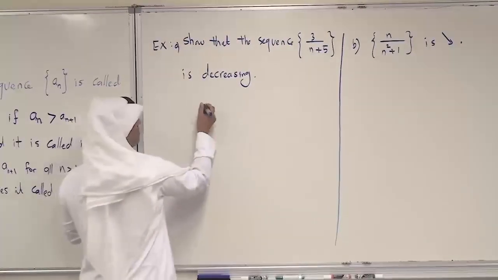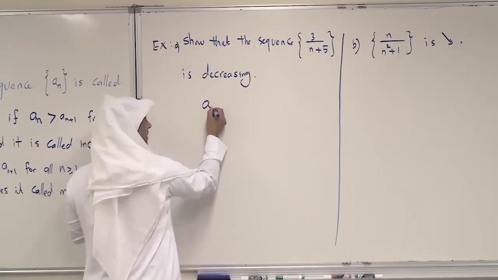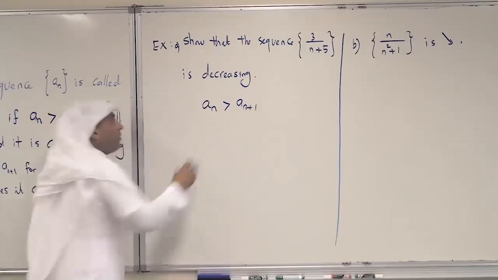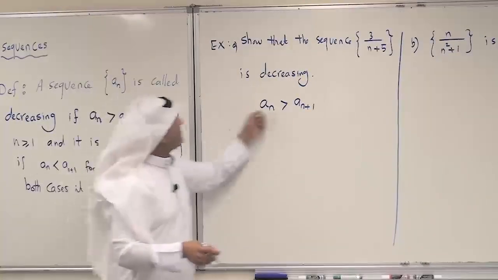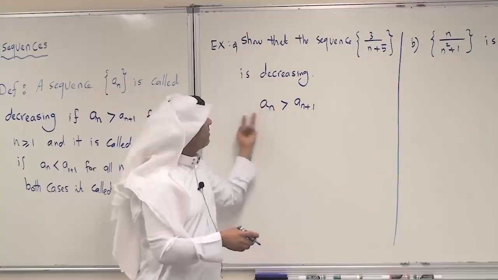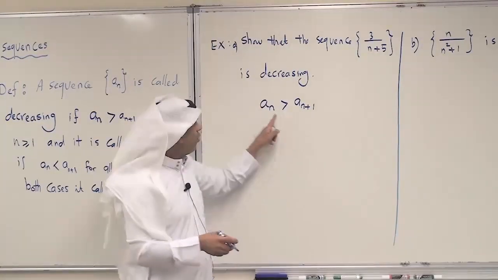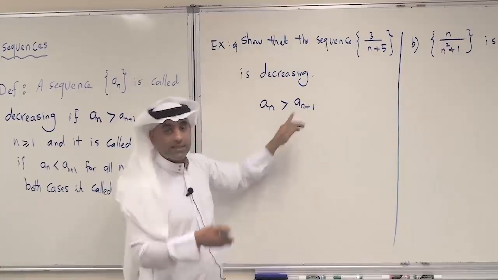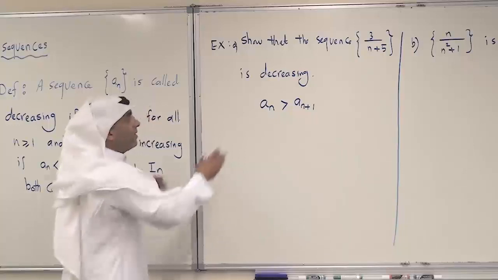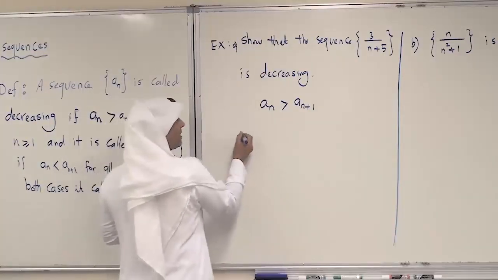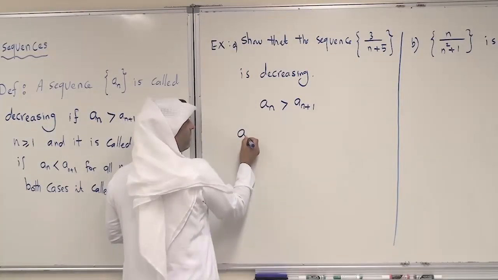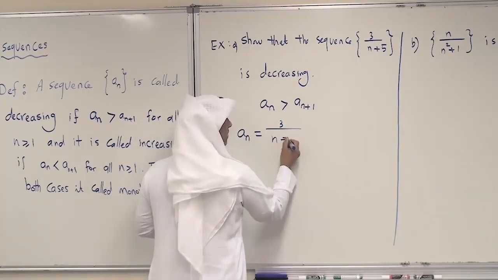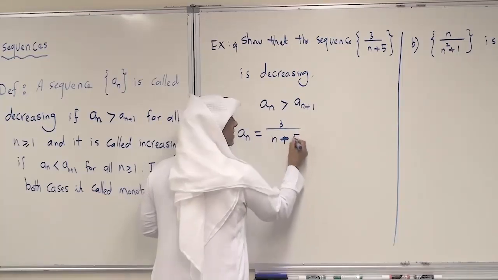How to show a sequence is decreasing? We need to show that an is greater than an plus 1. To do so, we have different ways. Either we subtract and see that the difference is greater than 0, or we divide an by an plus 1 and show it is greater than 1. That's an alternative way to do it. For this specific exercise, what is an? An is just 3 over n plus 5. That is the expression here.